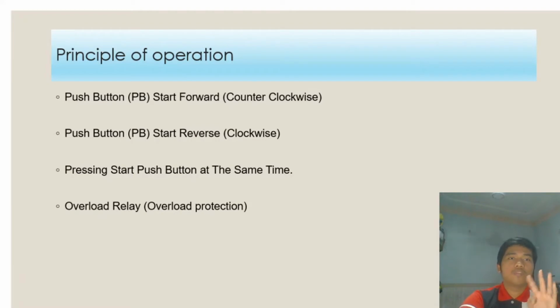There are 4 principles of operation for the forward reverse direct online motor starter. First, push button start forward, counterclockwise, which is reverse, which is clockwise. Next, push button start reverse, clockwise. Next, pressing the start push buttons at the same time. And the last principle of operation is the overload relay, which is overload protection.